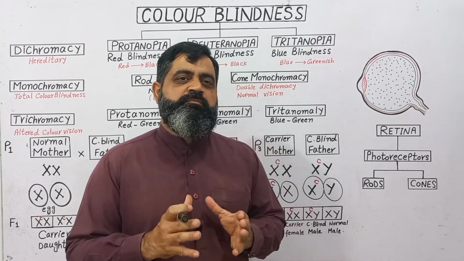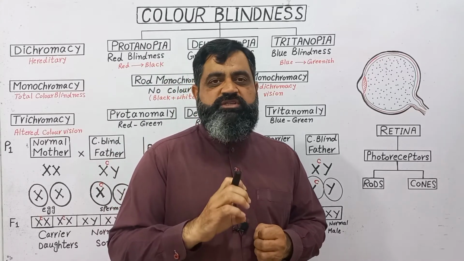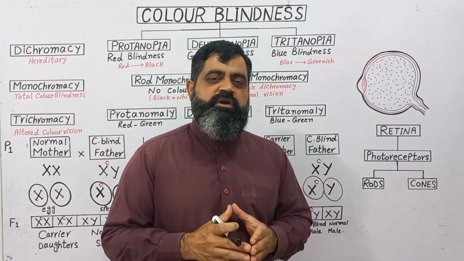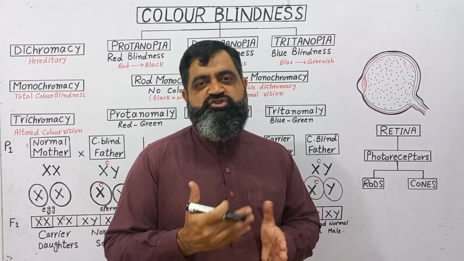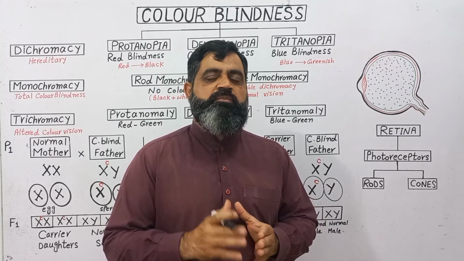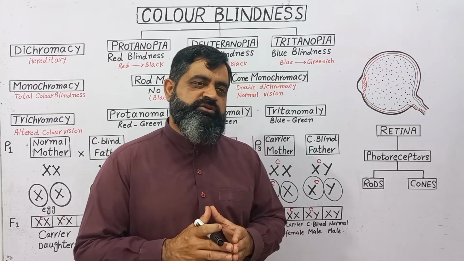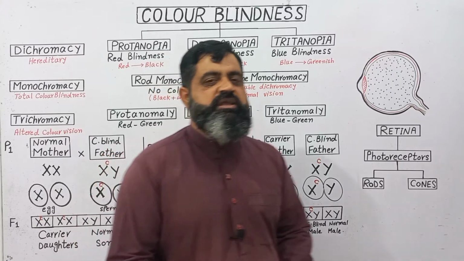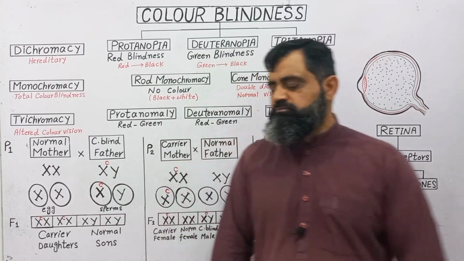When there is a problem, usually a genetic problem, and these cone cells are not properly functioning, we are unable to see colors or their shades. That is why a problem arises in human beings that is known as color blindness. There are different types of color blindness. Let's move on to the different types of color blindness.